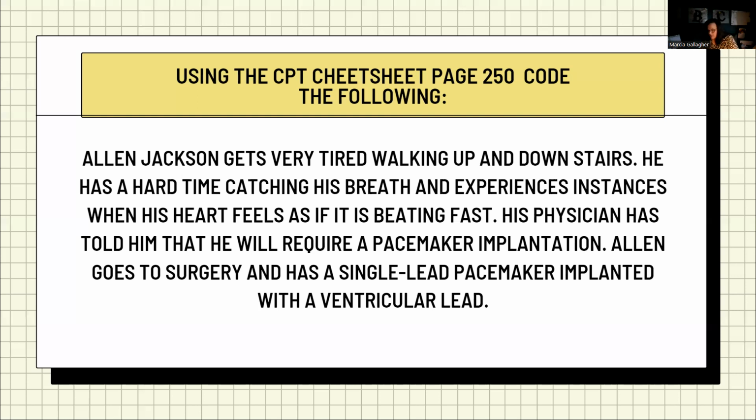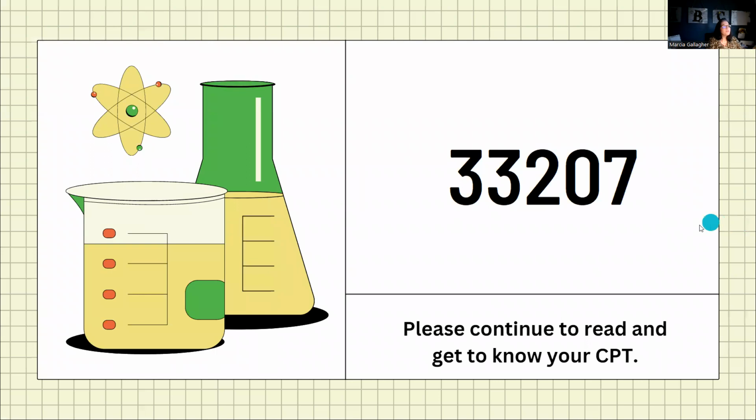Initial pulse generator insertion. And this is going to be an insertion or replacement of transvenous single lead. Okay, so 33206 is atrial, and then 33207 is ventricle. So it's a ventricle pacemaker. So do you think 33206 or 33207? 33207.